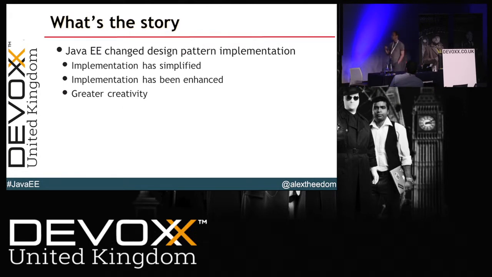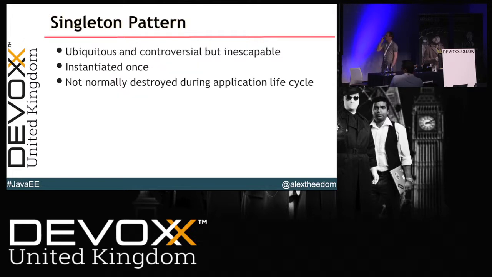The simplified model of Java EE has changed the way we implement design patterns. It has made it much easier to implement classical design patterns, such as the Singleton pattern, for example. And most of these patterns are implemented using annotations. Annotations have replaced, to a large degree, the amount of boilerplate code that we use. And in addition, they have given us additional annotations and additional control over the way we can implement those patterns. Often quite subtle differences, but nevertheless, our implementations have enhanced slightly. In addition, it's given us greater creativity. So let's have a look at the Singleton pattern.